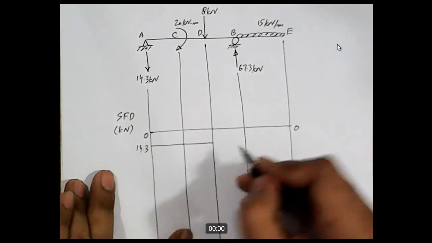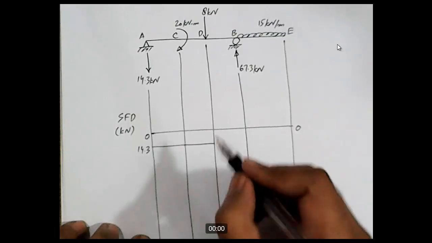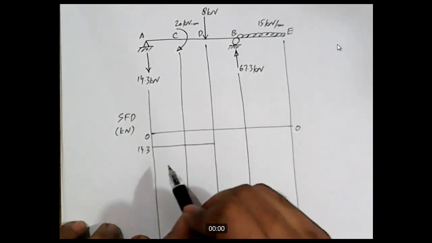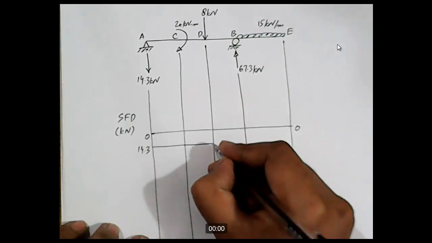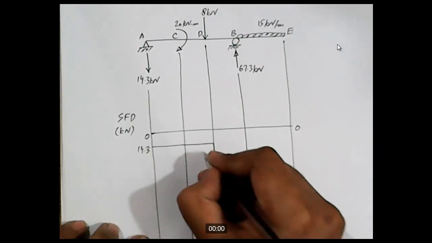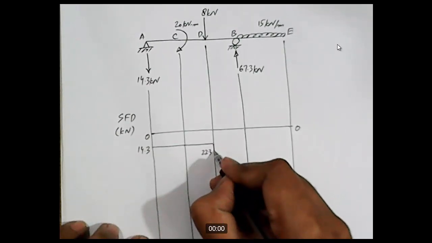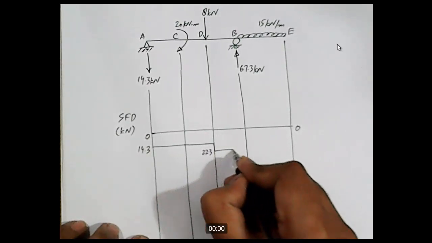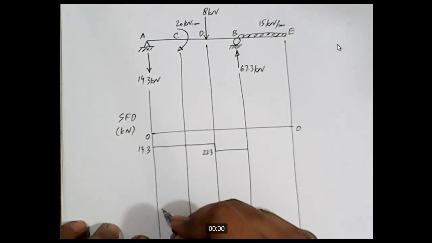And what about the value of shear at point D? One value of shear is 14.3 and that came from portion CD. The other value is minus 22.3. So we'll move in the downward direction, minus 22.3. And then for this portion, it remains constant. It's the same point, minus 22.3.